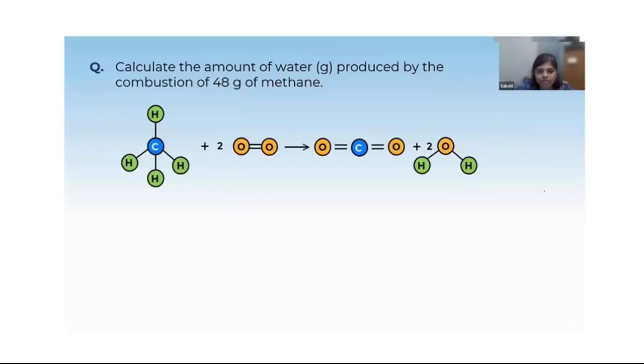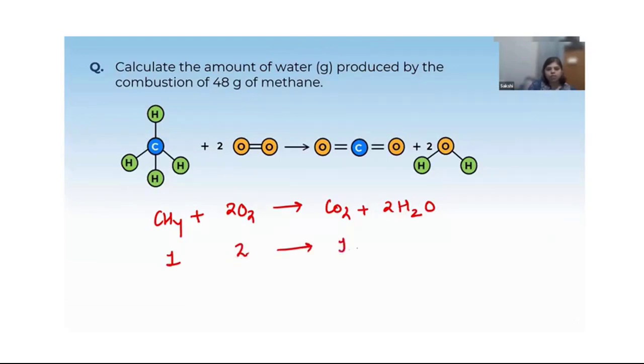Let us look at the next example and do it together. Calculate the amount of water produced by the combustion of 48 grams of methane. So what do we do? First, we write down the balanced equation: CH4 plus 2O2 gives us carbon dioxide plus 2H2O. The equation is balanced now. Let us write down the stoichiometry. 1 mole of methane reacts with 2 moles of oxygen to give 1 mole of carbon dioxide and 2 moles of water molecule. But now let us see how many moles of methane there are.